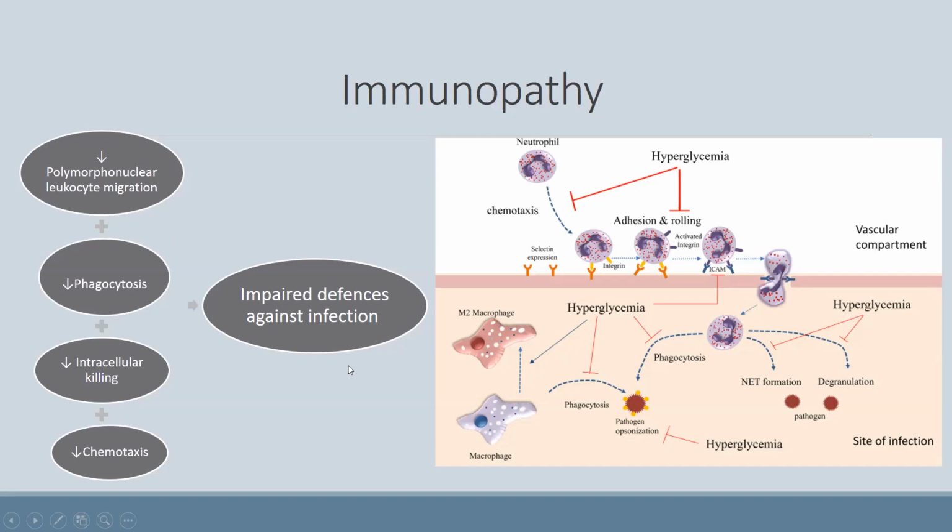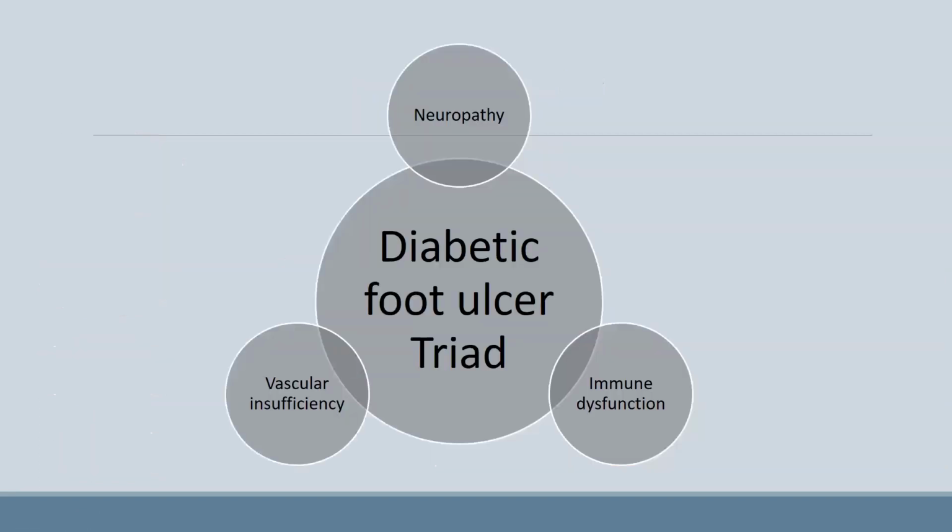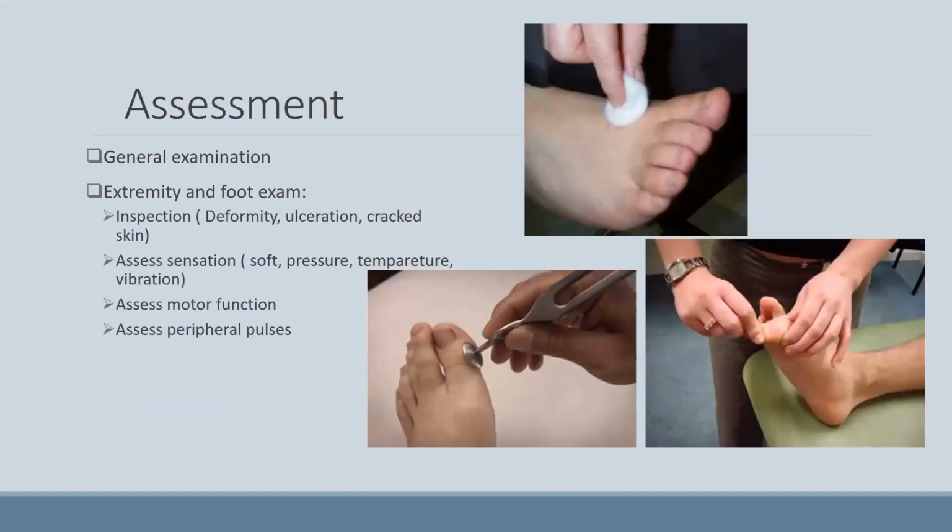So now, looking at all of this, you are aware that for a patient to develop a diabetic foot ulcer, there are many factors that play a role. The neuropathy, the vasculopathy, and once this occurs, the patient also has immunopathy. They cannot defend themselves against the infection. So now, how do we assess these patients?